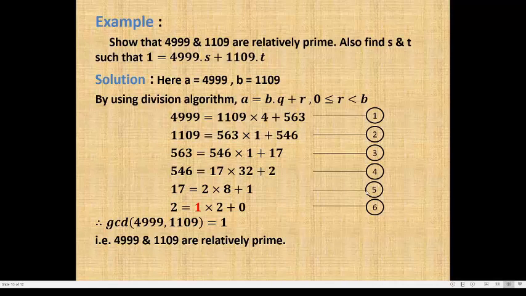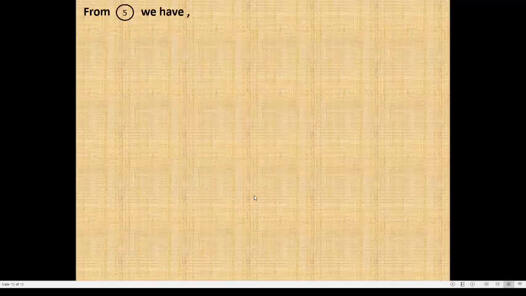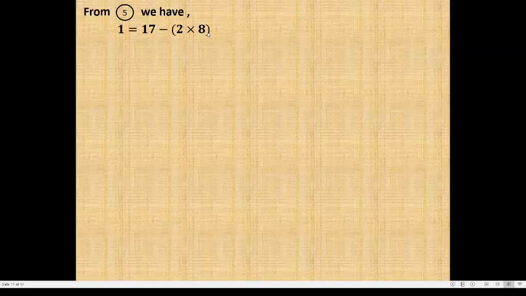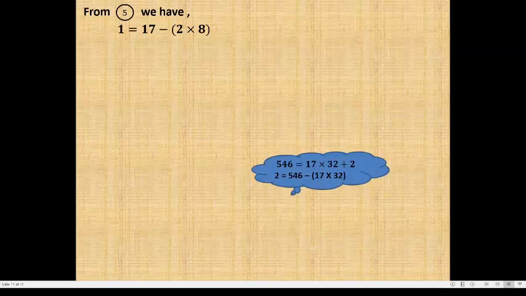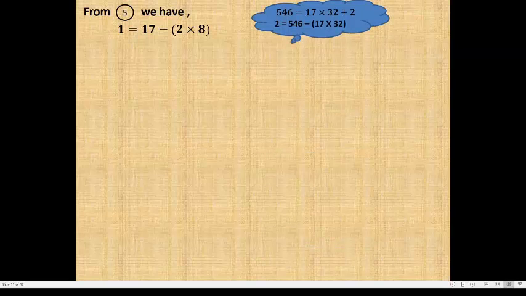So from equation number 5, 17 equals 2 into 8 plus 1, we get 1 equals 17 minus 2 into 8. Now here we want to substitute the value of 2. So observe the equation number 4. Equation number 4 is 546 equals 17 into 32 plus 2. So by using this equation we get the value of 2. 2 is equal to 546 minus 17 into 32. So you substitute this value here.